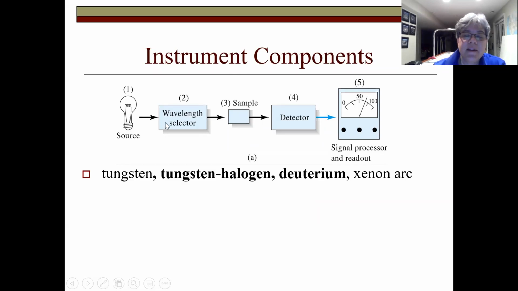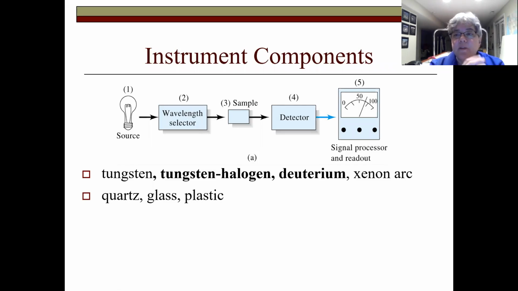All right, then the wavelength selector, that's what we talked about in chapter 3, will either be filters or more likely a monochromator with a grating to select the wavelengths. Okay, the sample holder. We've talked about if you're in the UV, you're going to use quartz. If you're in the visible alone, you're going to use glass. Those are the most common. There are some plastics out there as well. And then if you're in UV-Vis, the whole range, then you would have to use quartz because glass and many plastics don't go down into the UV.